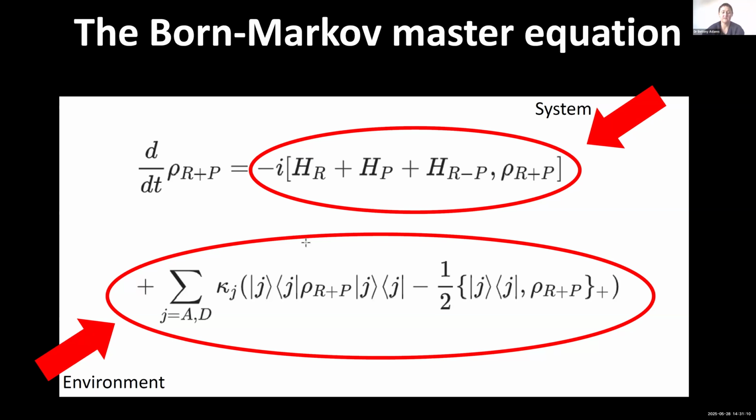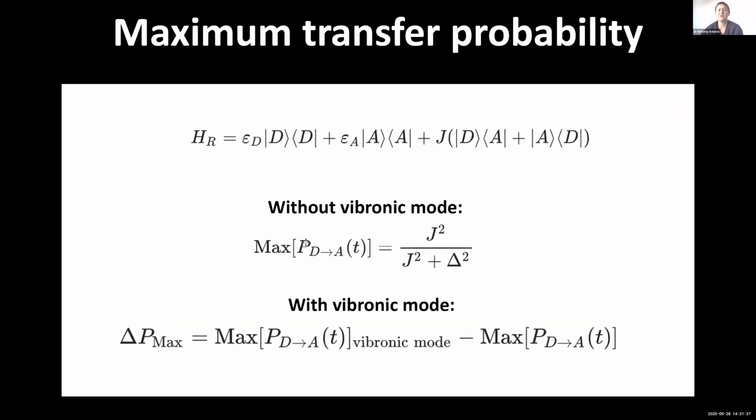The first part of our master equation describes the system of receptor and spike protein. And the second term describes the environmental effects, such as decoherence and dissipation, where kappa is the coupling of donor and acceptor to the membrane environment. We assume the initial state of the dimer is at the donor site, and the vibronic mode is initially in the thermal state. How do we measure, though, whether the spike protein can actually assist this electron transfer?